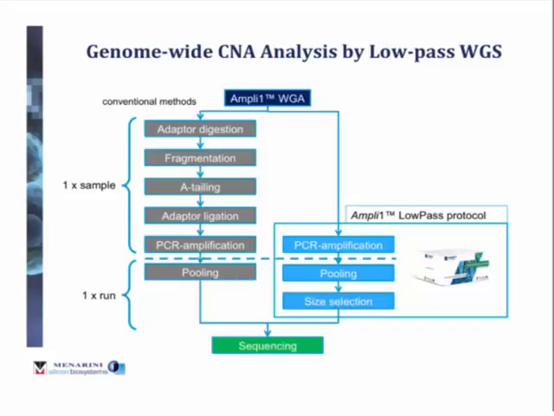In the conventional methods, to do a low-pass whole genome sequencing, you need a number of steps: enzymatic fragmentation or fragmentation by sonication, digestion, adapter ligations, before getting to PCR amplification, pooling, and then sequencing. With our new kit, the Ampli1 LowPass protocol, exploiting the deterministic adapter of Ampli1 WGA and deterministic digestion, we came up with a very simple protocol where you just do a PCR for each individual sample, then pool everything, and go directly after a size selection to the sequencer.